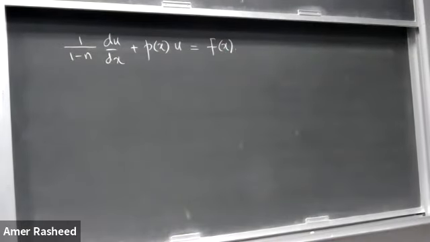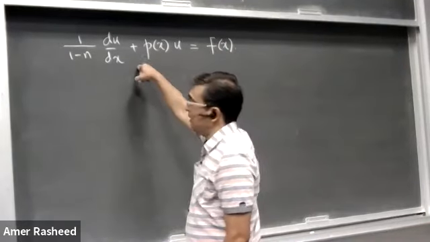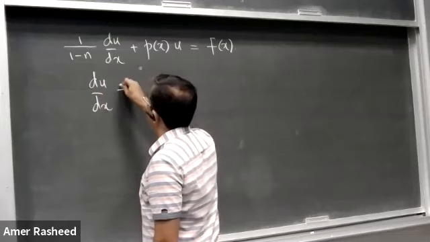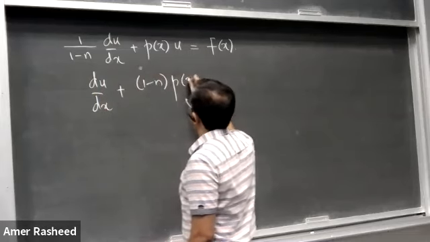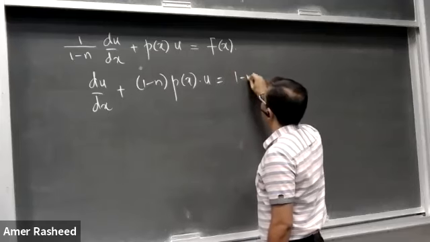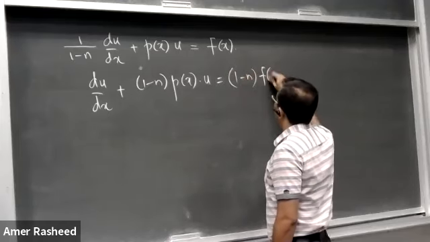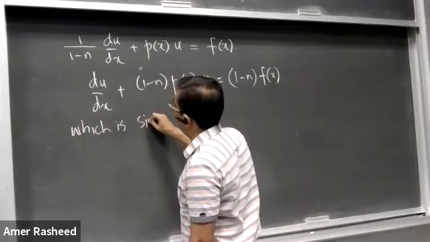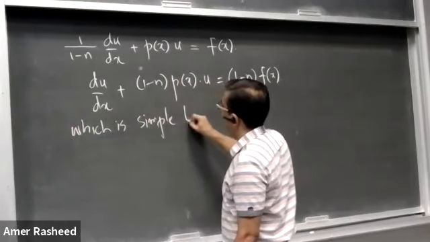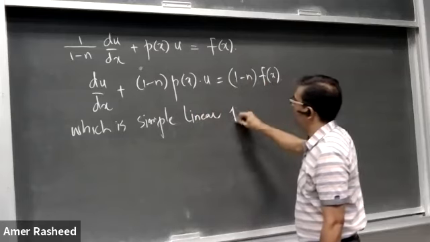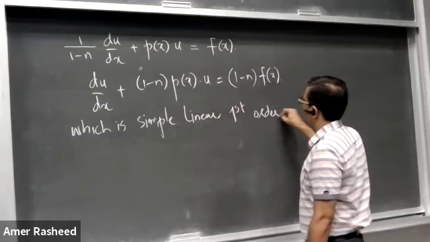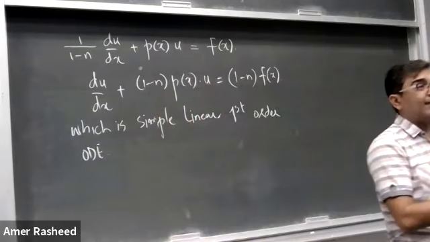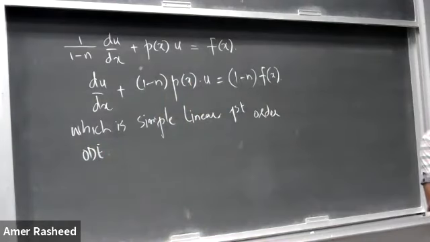Now, what type of differential equation is this? It is a linear differential equation. So it becomes du by dx plus 1 minus n times p of x times u is equal to 1 minus n times f of x. Okay, which is a simple linear first order ODE, okay, which can be solved by multiplying it with the integrating factor.